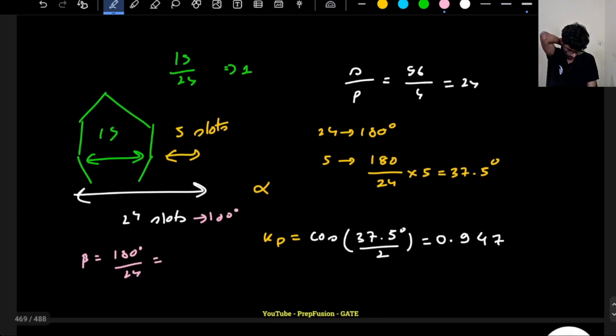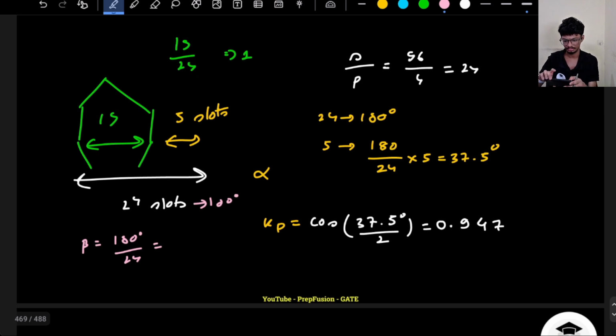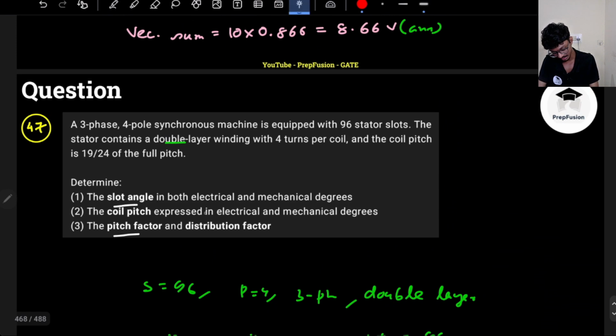So this is actually 10 is not correct. I guess it is something like 15 or something is coming now. So 180 divided by 24, 7.5. Remember, this is in electrical degrees. Electrical. They are asking both in electrical and mechanical.